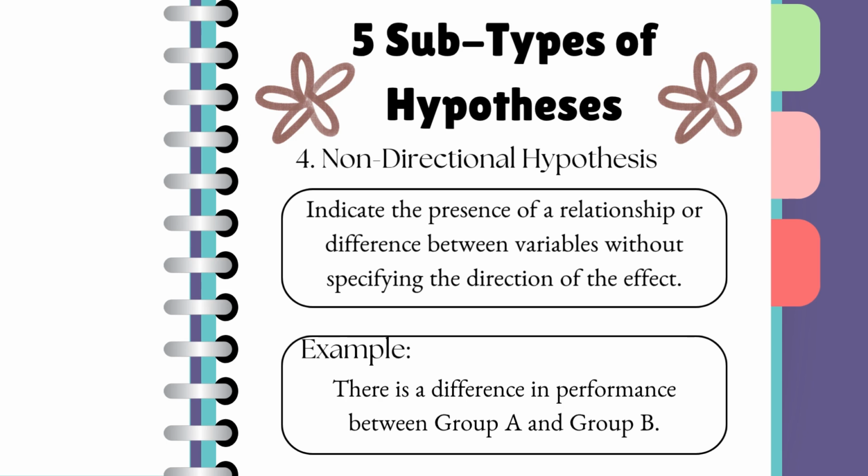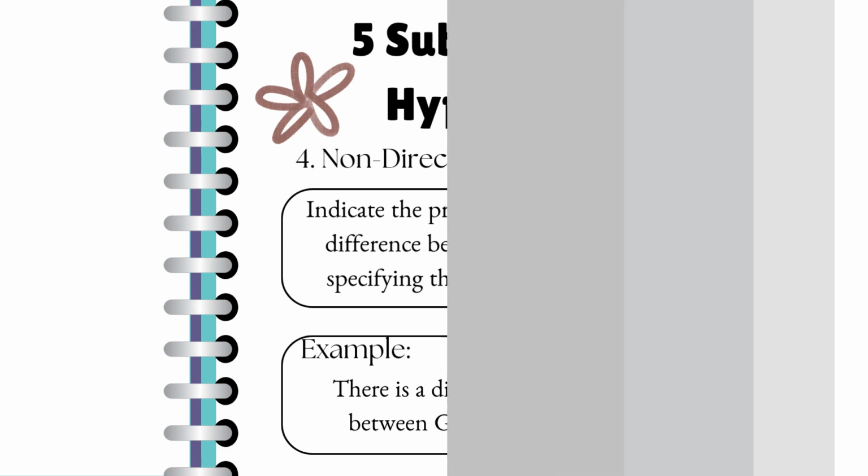A non-directional hypothesis indicates the presence of a relationship or difference between variables without specifying the direction of the effect. For example, there is a difference in performance between Group A and Group B. The statement is non-directional because it only says there's a difference between Group A and Group B, without saying which group will do better. No specific direction is predicted.